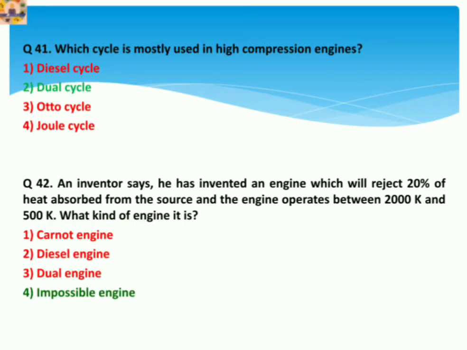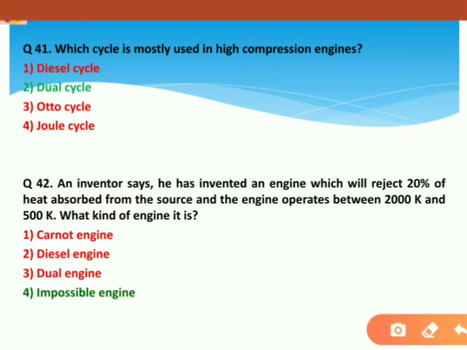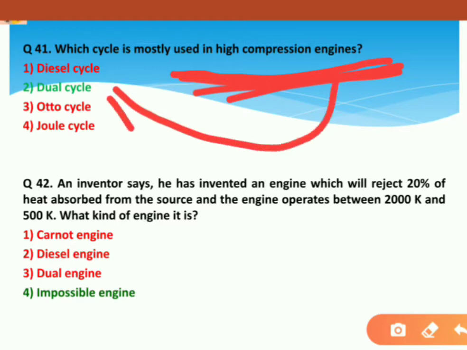Which cycle is mostly used in high compression engine? Don't get confused in that question. It says which cycle is used for high compression engine. It's practical; it says about practical usage. It's dual cycle. Obviously dual cycle is used for CI engines, for high compression engine.